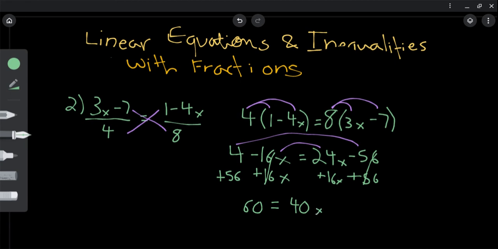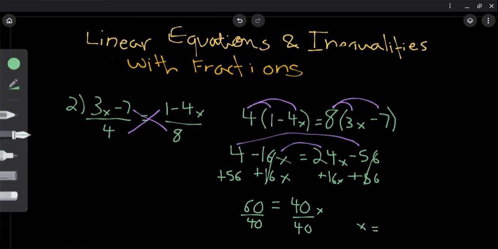And now we are going to isolate the variable, and we're going to do that by dividing by 40 on each side, because 40 is being multiplied by x on this side, so we're going to divide 60 by 40 on this side. So 60 divided by 40. And if you calculate that, 60 divided by 40 equals 3 over 2. And that will be our answer.